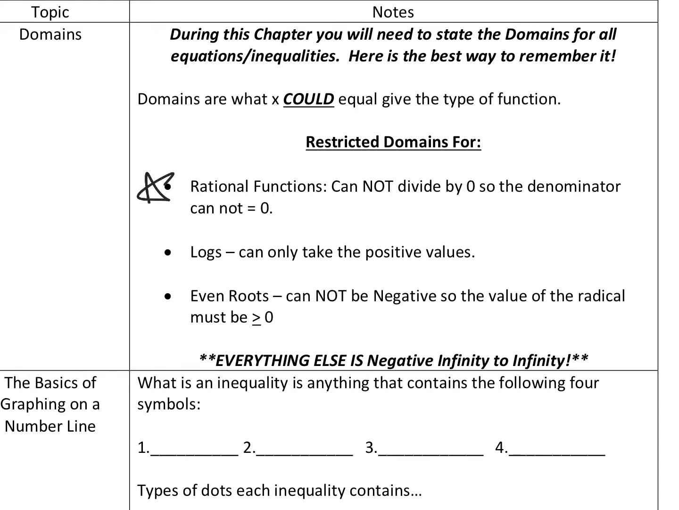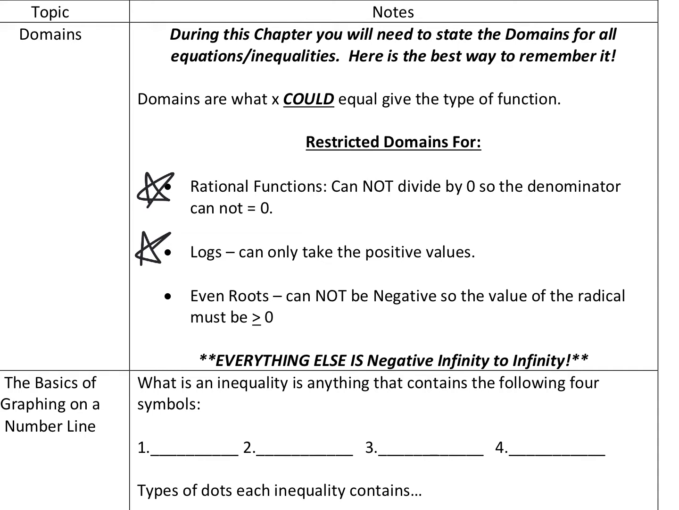Logs are also an exception. Why were logs not negative infinity, positive infinity? What do those look like? Yeah, they had a vertical asymptote, right? And then they shot to the right, okay? So they could start at the asymptote and then go right. So asymptote to infinity. And the reason for that is that logs can't be negative, right? They're undefined. So that's the second exception.